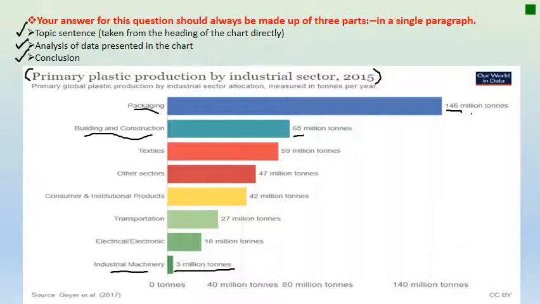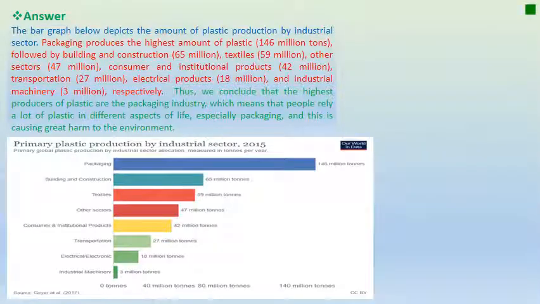What do you conclude? Okay, we conclude that, let's go through it step by step. Okay, we conclude that the highest sector producing plastic is packaging, while the lowest is industrial machinery.